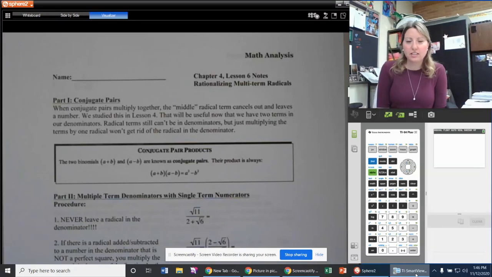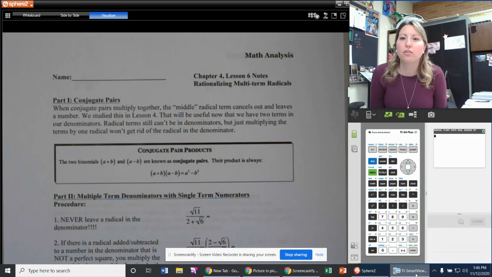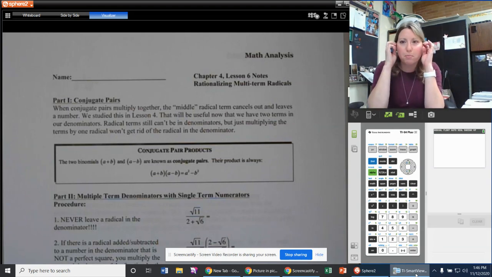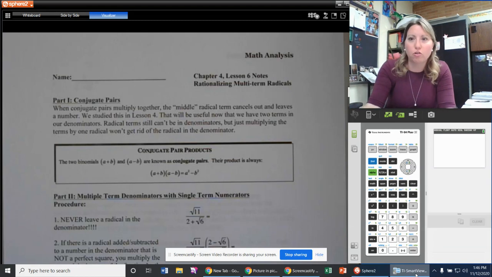Hello, Math Analysis, and welcome to your Chapter 4, Lesson 6 notes. We are going to rationalize multi-term denominators this time. So basically binomials, not going to get too much crazier than that.